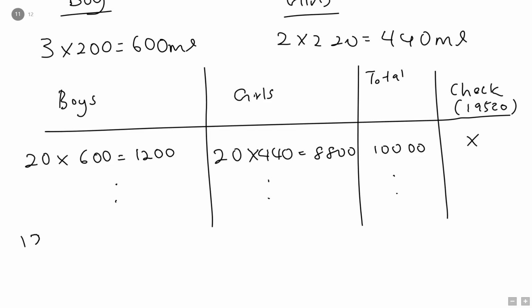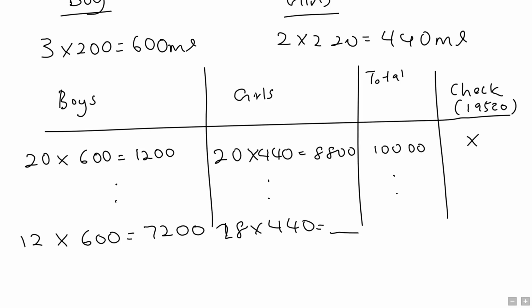Now the correct answer is actually 12 boys. So it takes a little bit of time for you to find out how many boys, how many girls. If there are 12 boys, there should be 28 girls, times 440. Now I would like you to do this on your own in order to get to the figure of 19520.